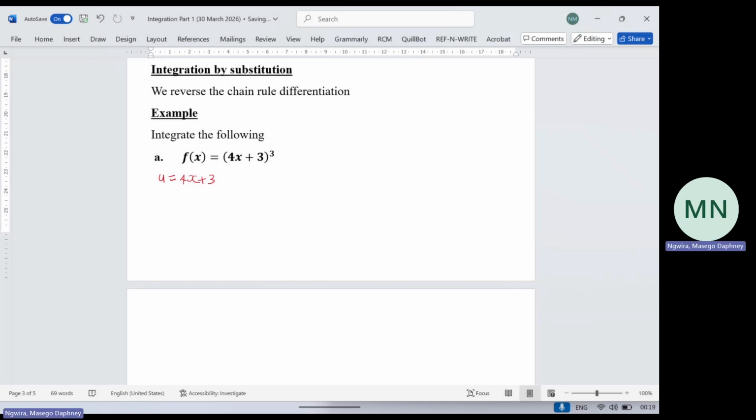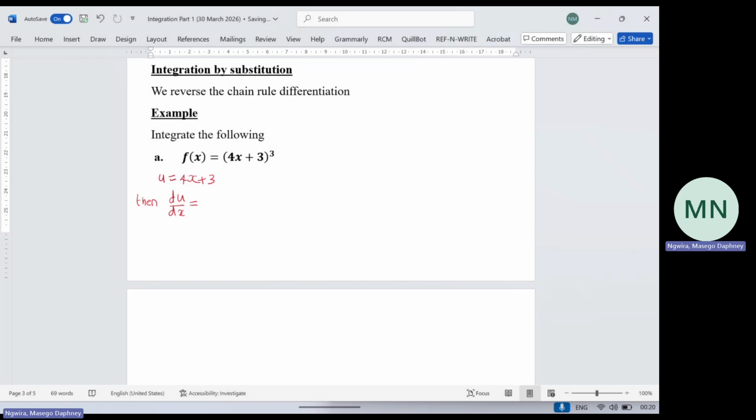After we set u equal to that, we differentiate. After we set this, we are going to differentiate. So we are going to say the derivative of u with respect to x is equal to, okay, so we differentiate.